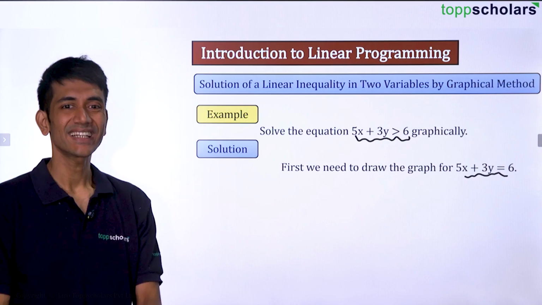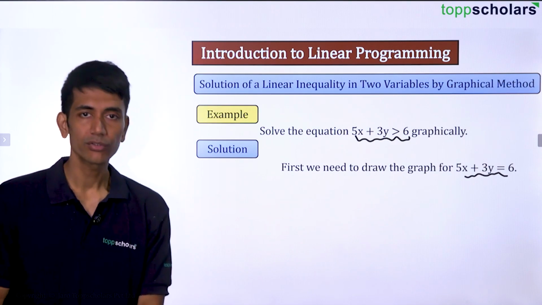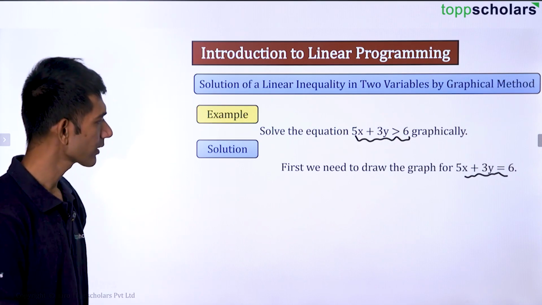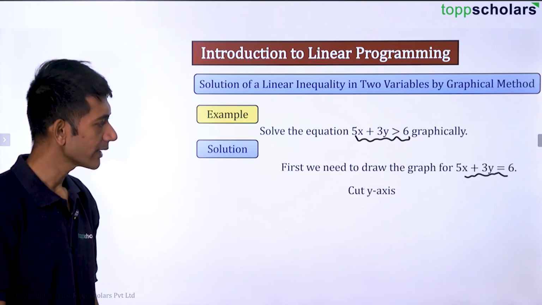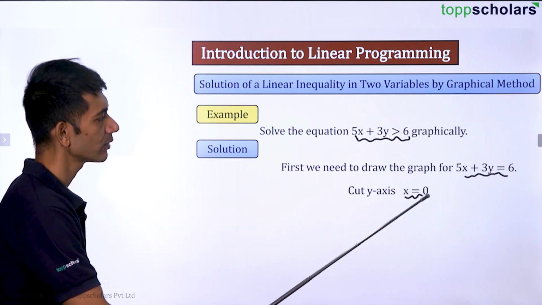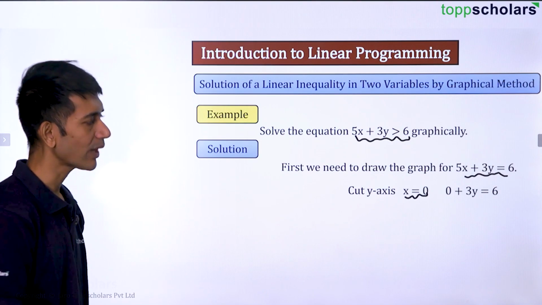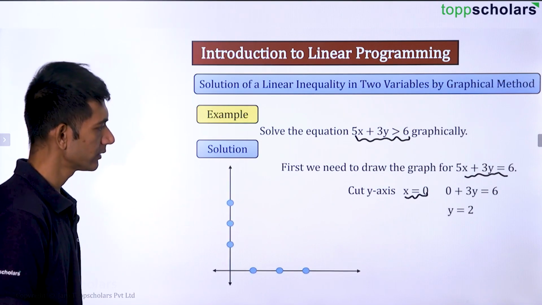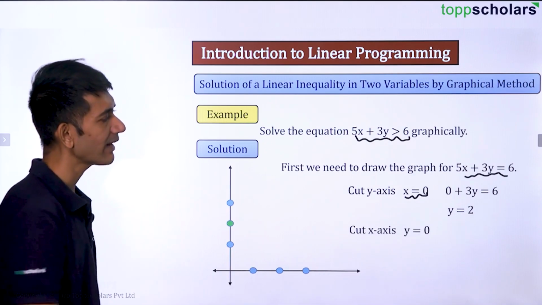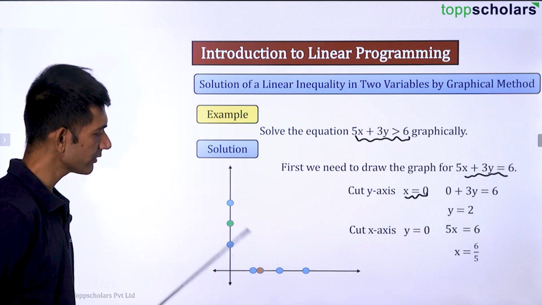You have already studied in grade 10 that whenever you have a linear equation in two variables, all you need to do is draw the graph, which is nothing but a straight line. Have a look at this. We'll cut the y-axis where x is equal to 0. So put the value of x as 0 to get the value of y. So y will be 2. Similarly, if you put y as 0, you will get the value of x, which is 6 by 5.